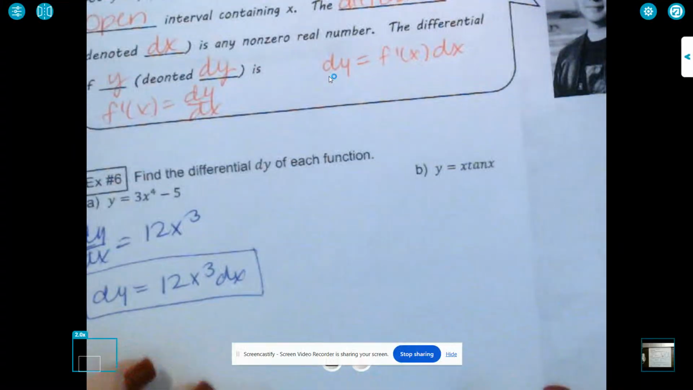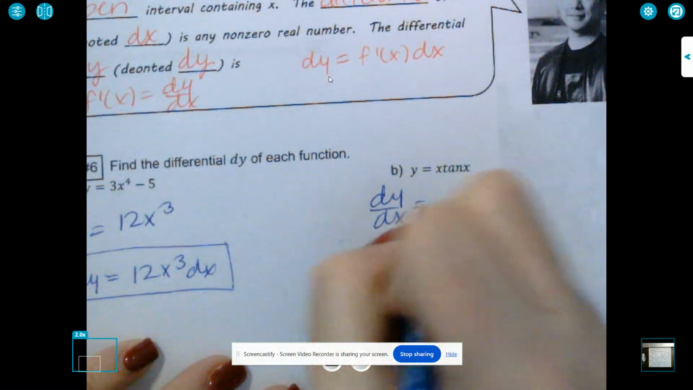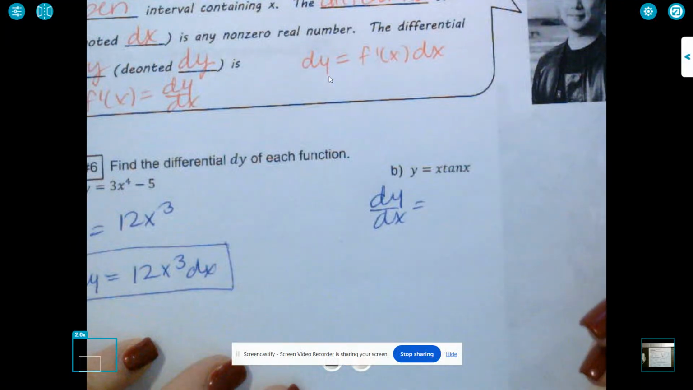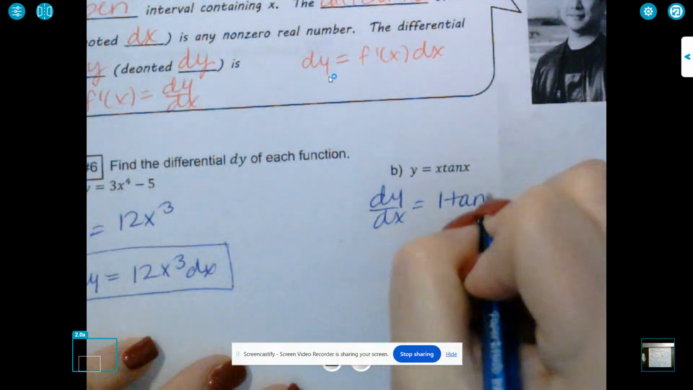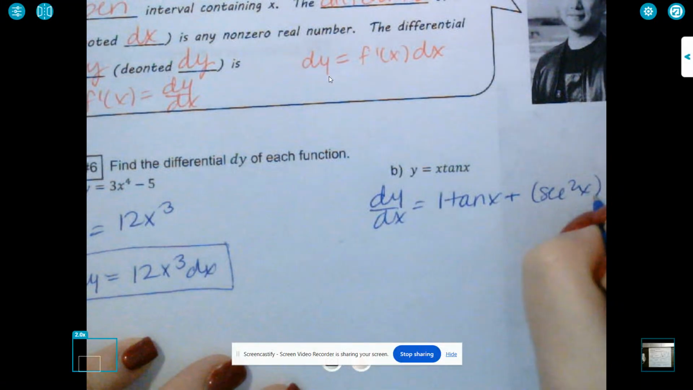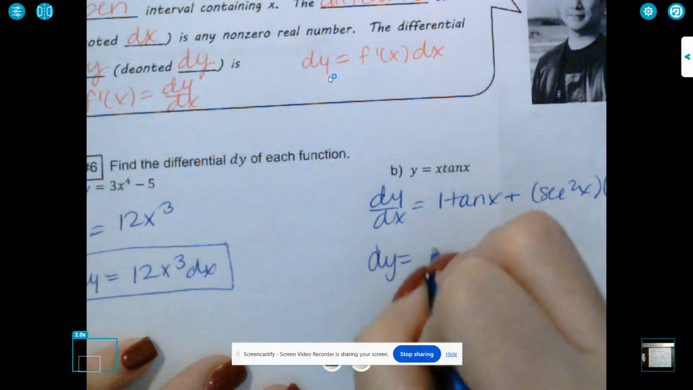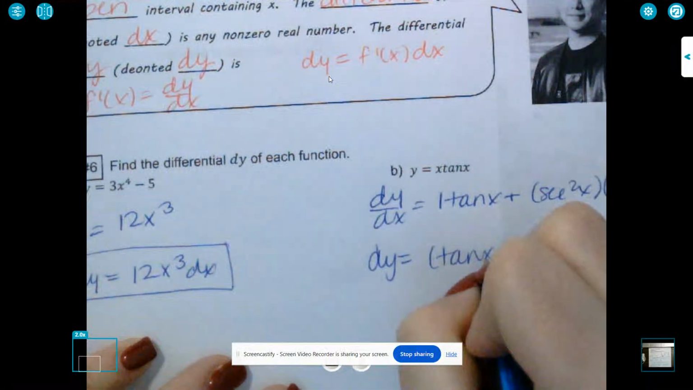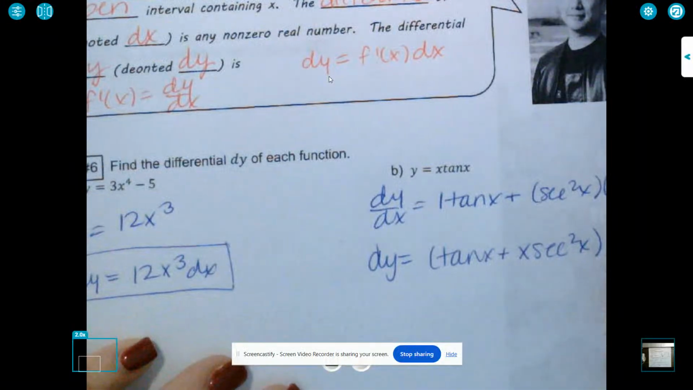All right, next problem. The derivative of y is going to be dy/dx. And over here, we're going to have to do the product rule. So derivative of the first times the second plus derivative of the second times the first. And again, we're solving for dy. So dy is going to equal 10x plus x secant squared x dx.